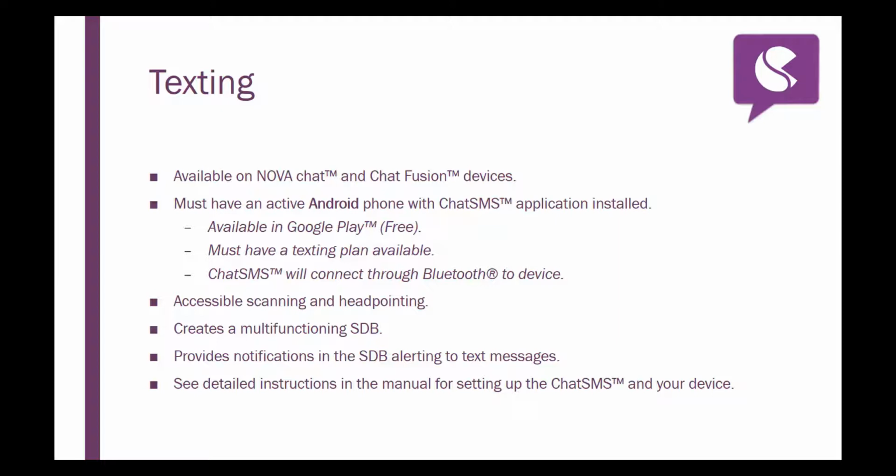The Chat SMS app is available in the Google Play Store. The Android phone must have a texting plan available as well. The Chat SMS will connect with the device through the Bluetooth. Texting features within the vocabulary are accessible through direct select, scanning, and head pointing. A very detailed section of the manual will walk you through setup and use of texting with your chat device.